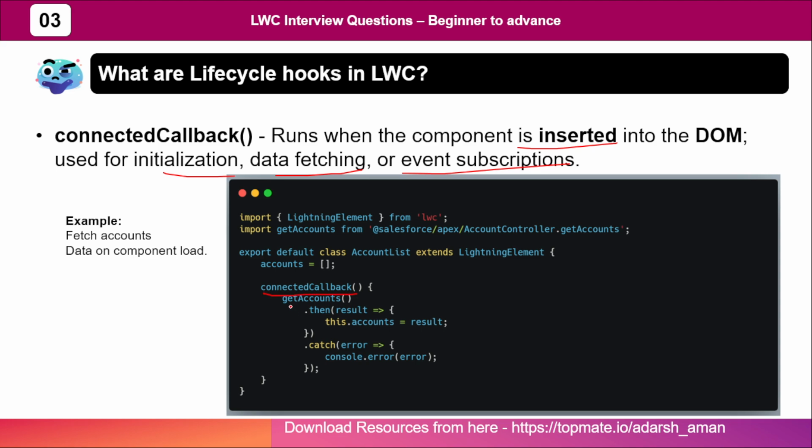So here we are calling the method from this Apex class. We are importing getAccounts. So whatever result I am getting, I'm storing it in the account property here. So whenever the page loads, the account data automatically gets stored into this property. So this is where we can use the connectedCallback.